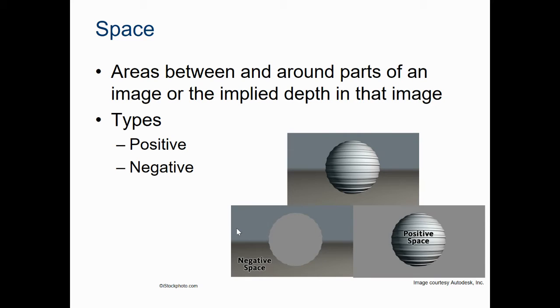Next up, we've got space. So space is the area around parts of an image. And so we've got two different types of space, the positive space and the negative space. The positive space is kind of the main focus of the image, and then the negative space is what's around it.